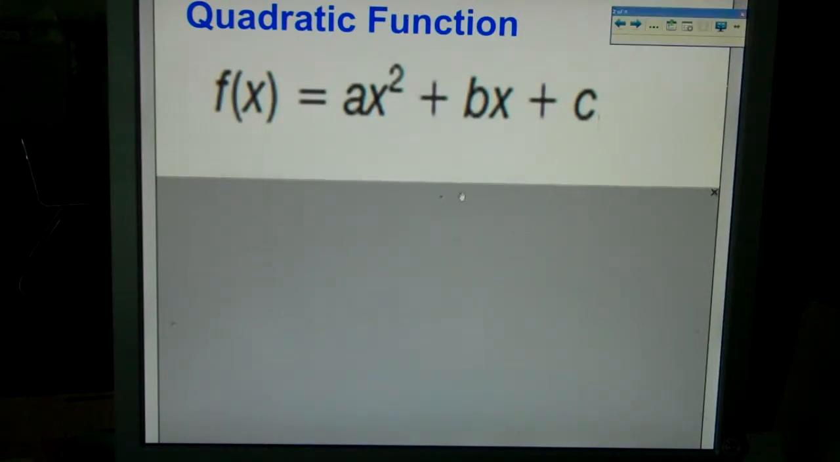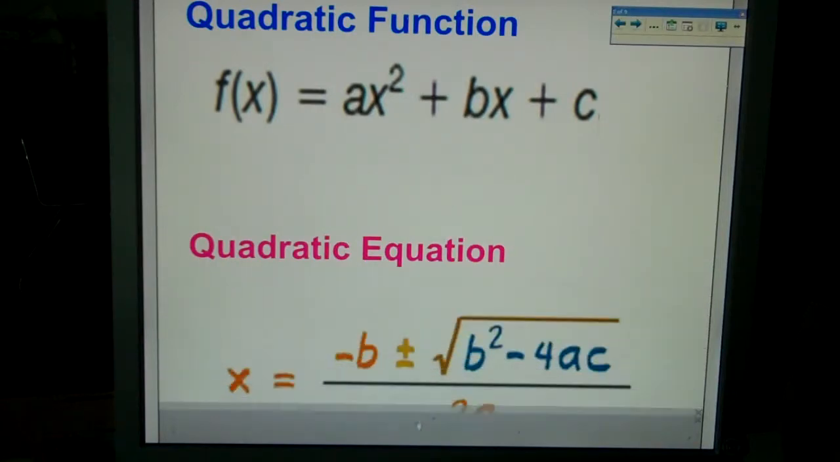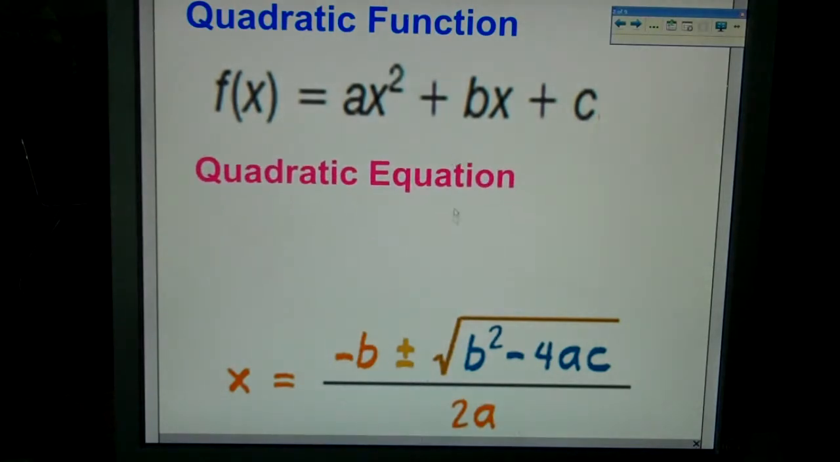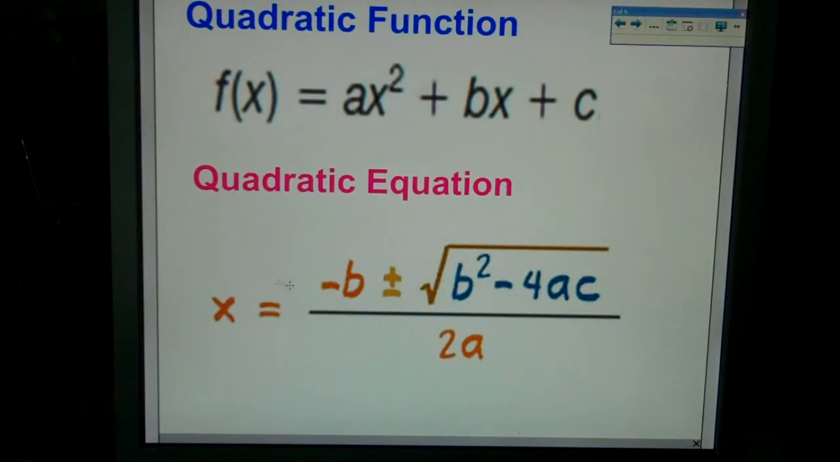Now, I told you there's also a quadratic equation. I'm going to show you this, and you have to promise not to freak out. Are you ready? Whoa! There it is. Let me move it up for you so you can see. Quadratic equation: x equals negative b plus or minus the square root of b squared minus 4ac all over 2a.